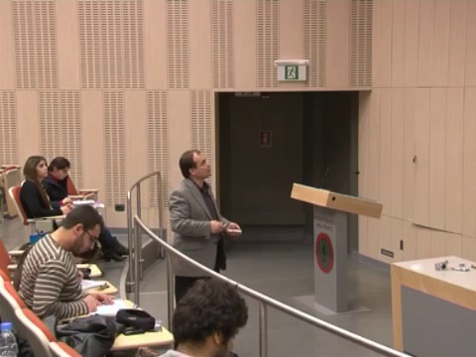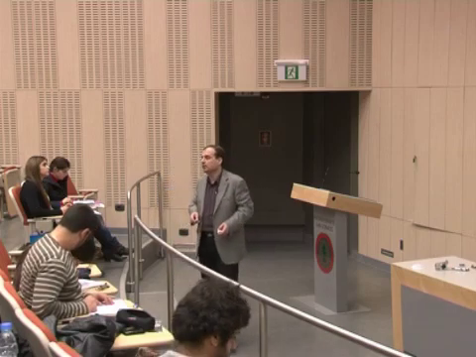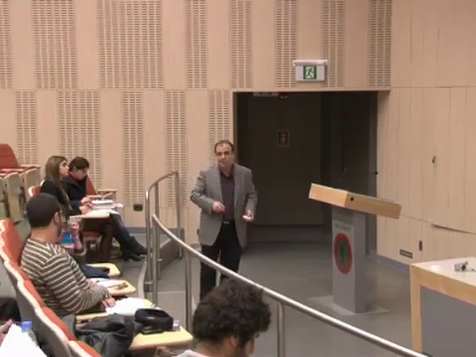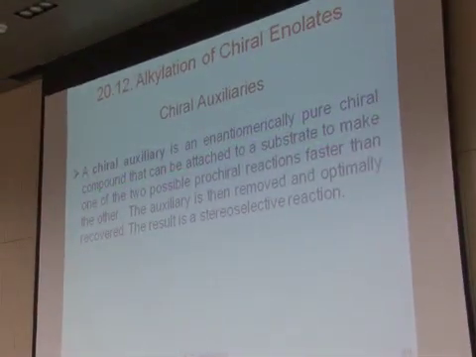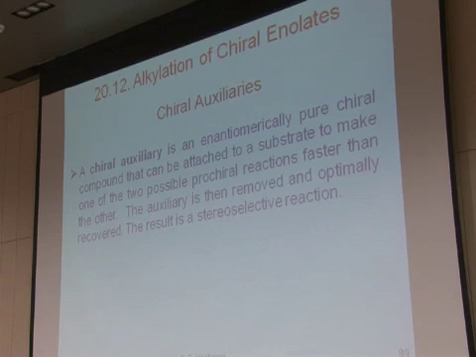Okay, now we're going to cover something very interesting, and that is the alkylation of chiral enolates. And we're going to define the chiral auxiliaries. Basically, what you have is an enantiomerically pure chiral compound that you are able to attach to a substrate so that you can synthesize one enantiomer versus the other enantiomer.